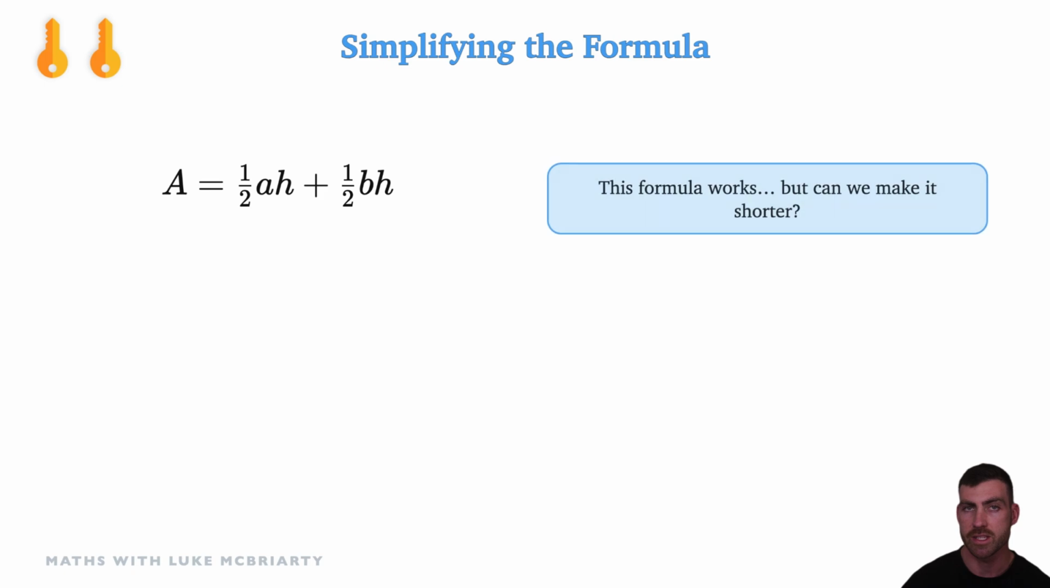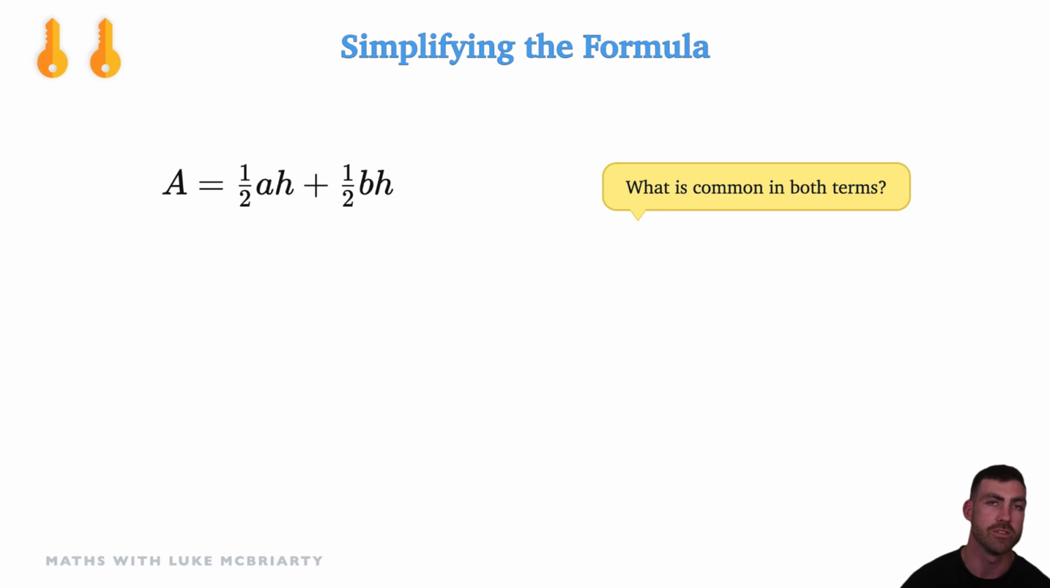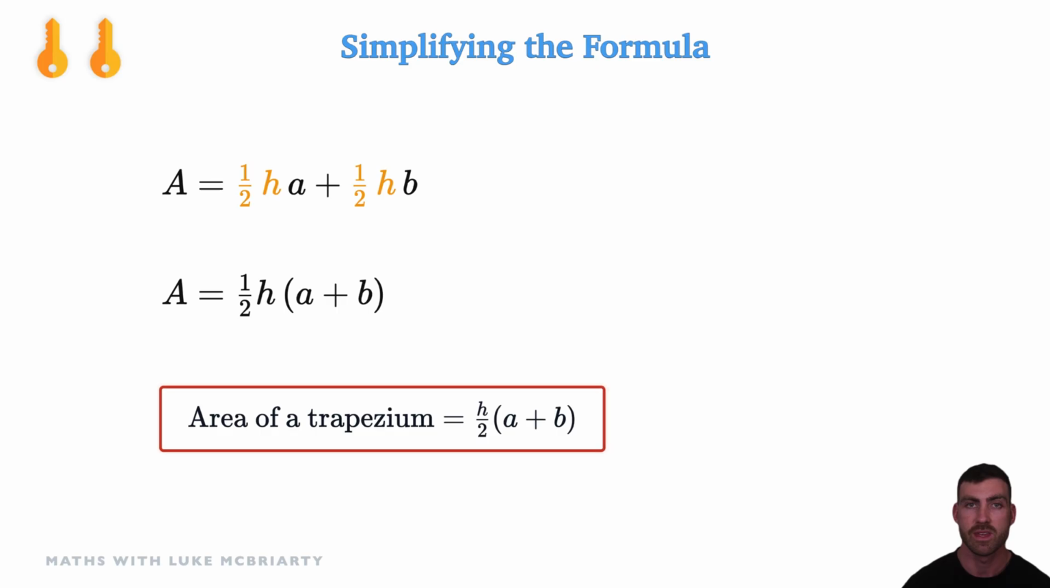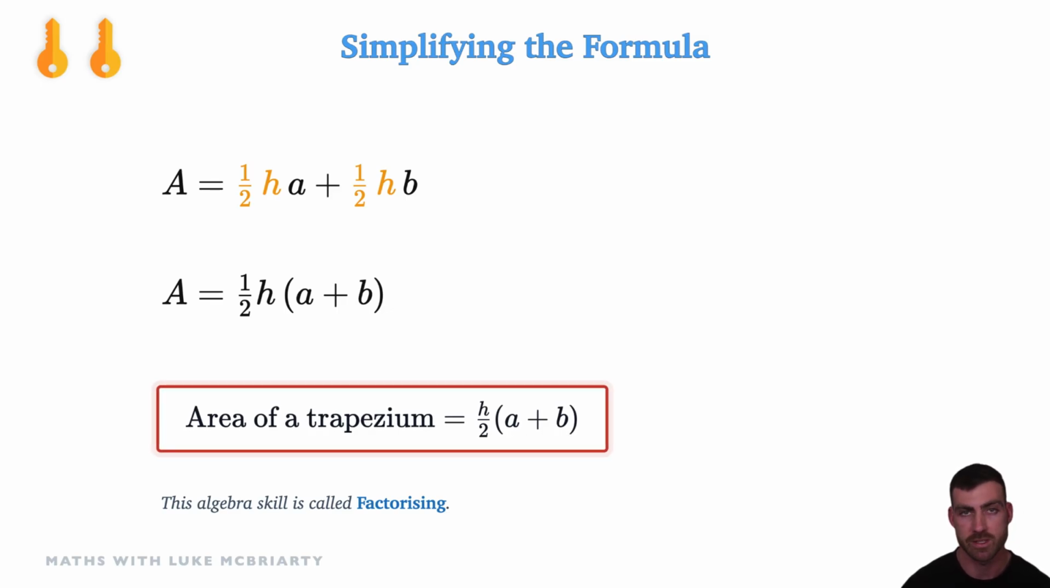But mathematicians love making things simpler. Can we write this as one shorter formula? Look carefully. What is common in both terms? Both terms contain a half and the H. So we can factor those out the front, which leaves a half H and in brackets A plus B. And there it is. If you are rusty on this skill, this is the algebraic skill of factorizing. Now we've just discovered the formula for the area of a trapezium, not by memorizing it, but by building it from formulas we already knew.